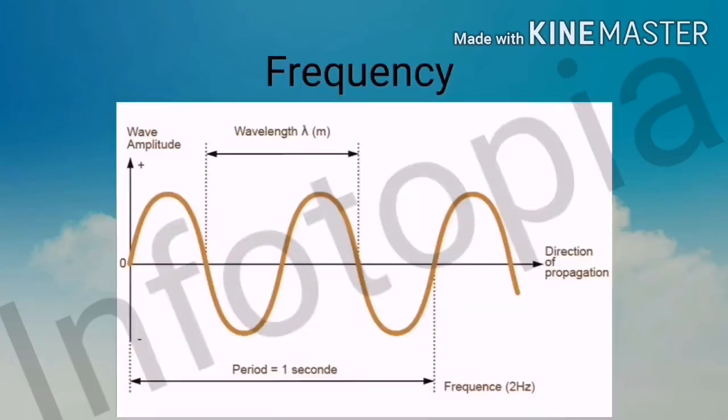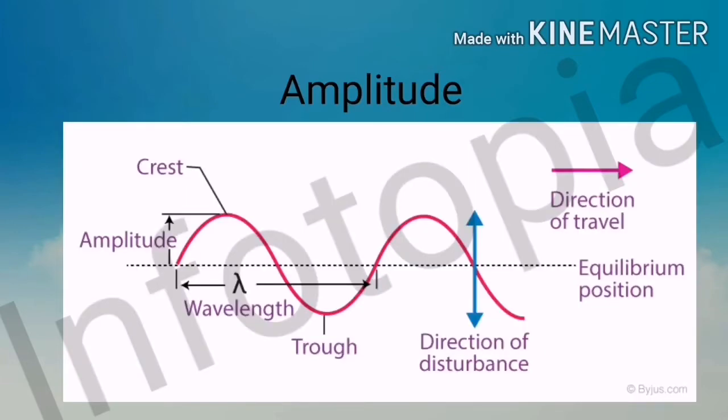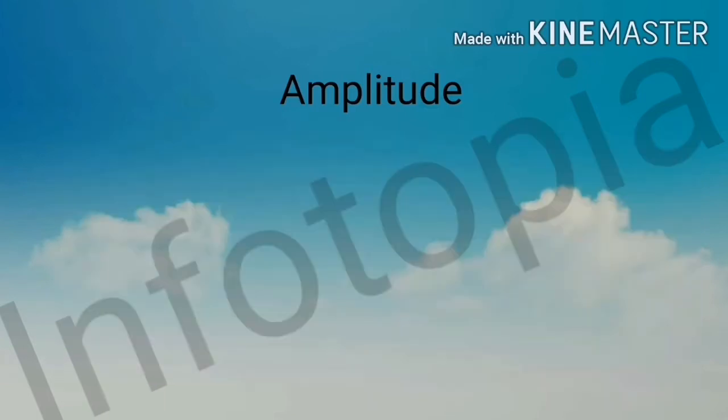Now, let's explain some characteristics of mechanical waves. Let's start with frequency, which is the number of performed oscillations per second. Its unit is hertz. We also have amplitude, which is the maximum displacement moved by a point from its equilibrium, and its unit is meter.